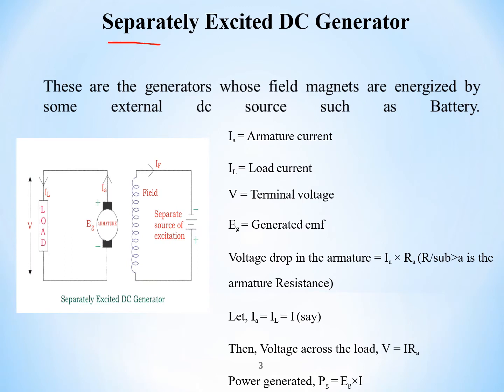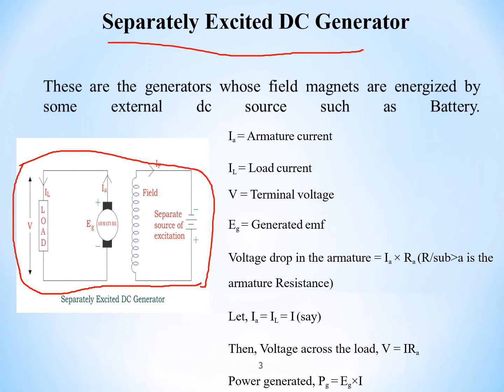The first one is a separately excited DC generator. So here what we'll see, this is a circuit diagram of a separately excited DC generator. So here if we observe the field is excited separately with some battery or else from other source, from external source. So hence it is called as separately excited DC generator.